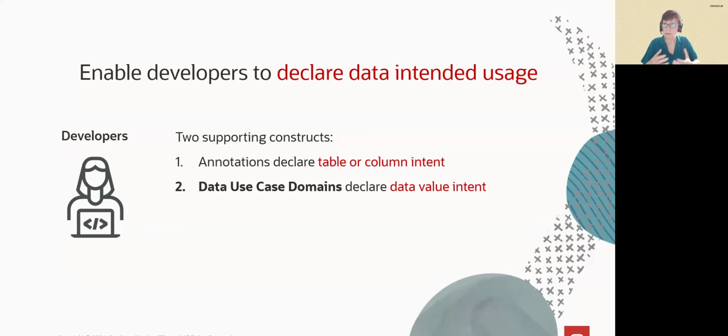Let's bring it into some context. I already explained in another short video what annotations are. These are constructs to help application developers declare data's intended usage. Annotations, in short, are something to declare the intention of tables or columns. It's similar to comments, but much more flexible.